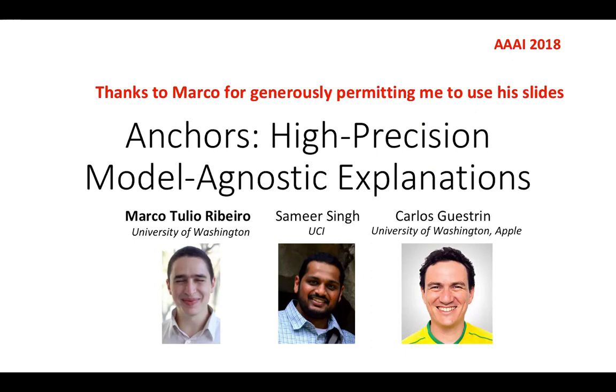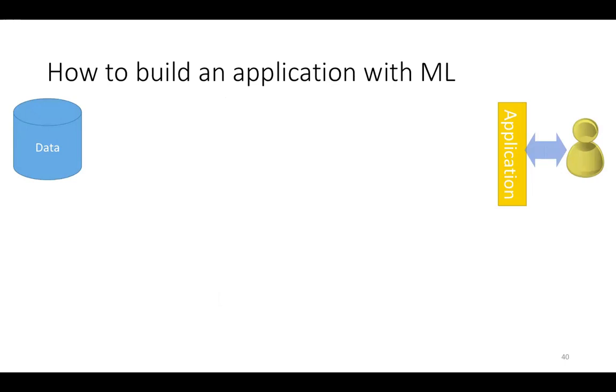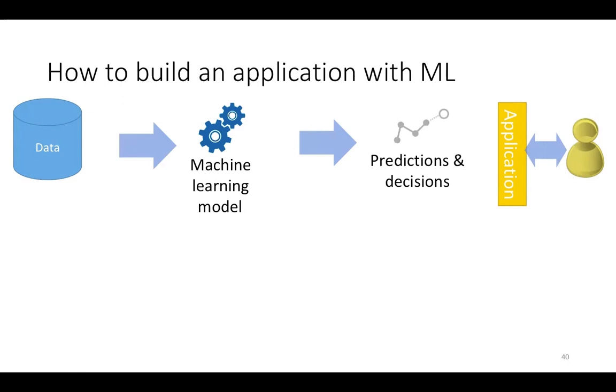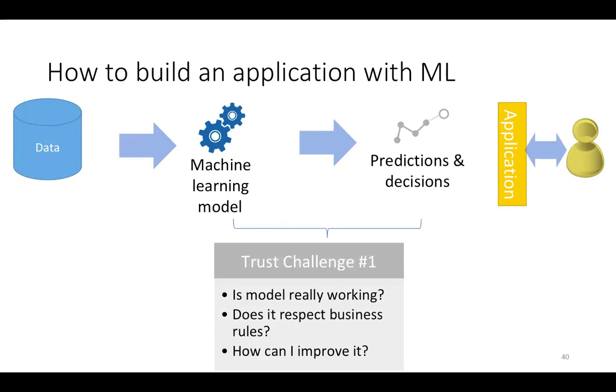Again, the same picture, okay? You have the same data on one side, and you have an ML application running on the other side. Now there is a machine learning model, and there are some predictions which you can think of using in your downstream application pipeline. Okay. Now, as you see, they have broken down their trust challenge.